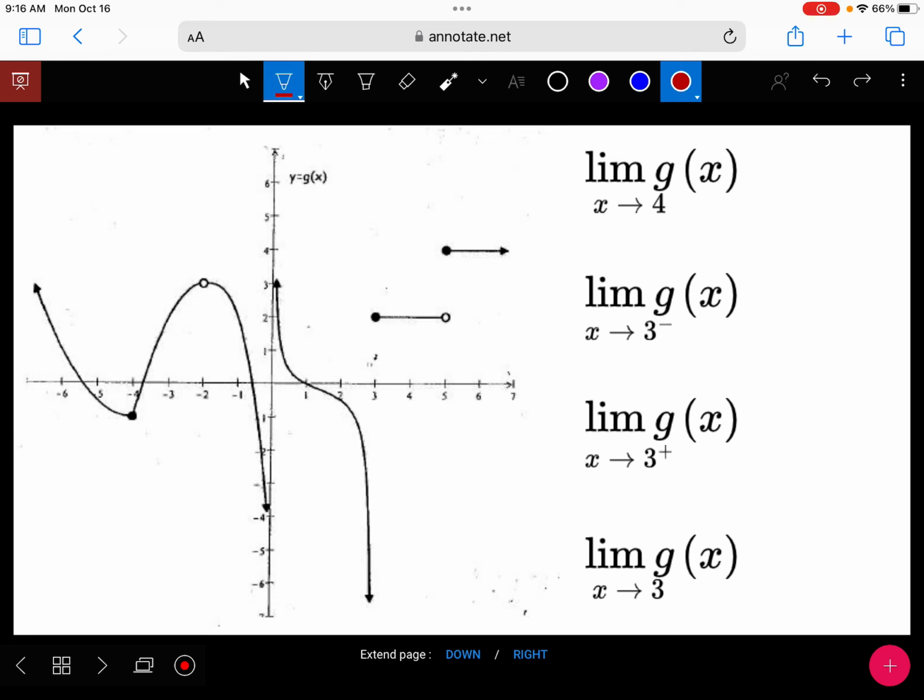All right. So this one's not asking the value. We're just hopping straight into the limit. So we want to know the limit as x approaches 4. As x approaches 4 from the left, and as x approaches 4 from the right, are they approaching the same value? Yes. What value is it? -1.